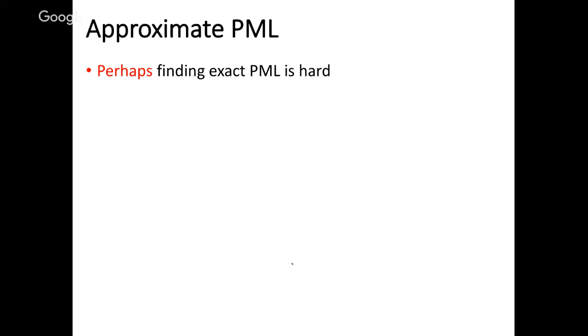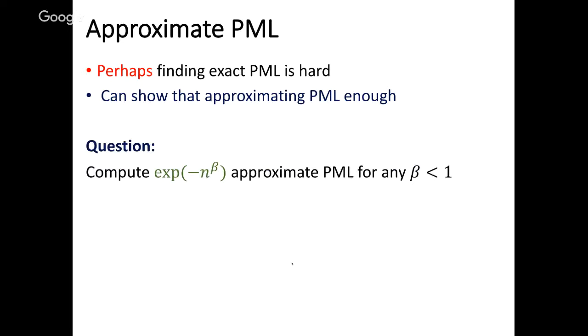How do we maximize that symmetric sum that we saw? And maybe it's hard. So what we can show, and what we showed in this paper, is even if you can approximate PML, that's good enough. In other words, so this is one clean question, okay? I give you a value of beta, any beta less than 1. Let's say beta is 0.6.